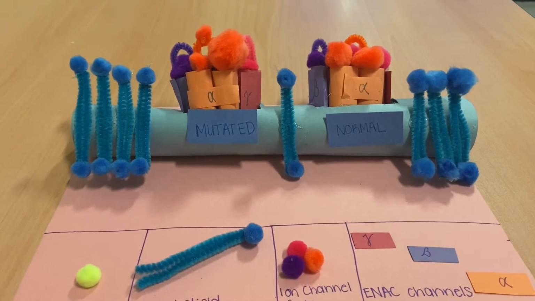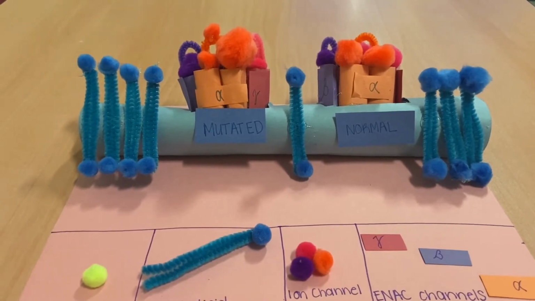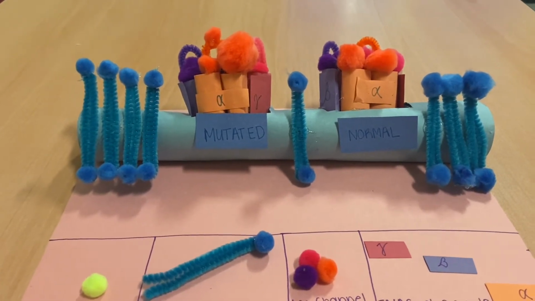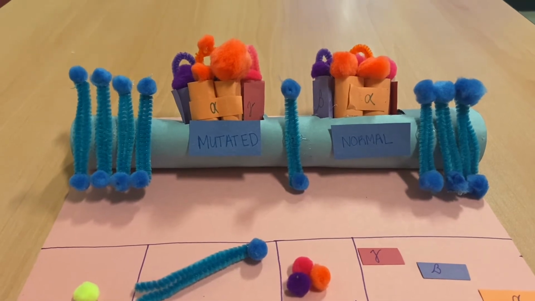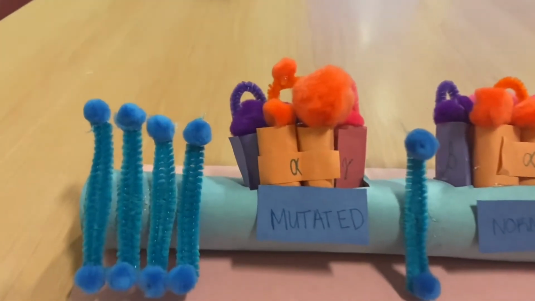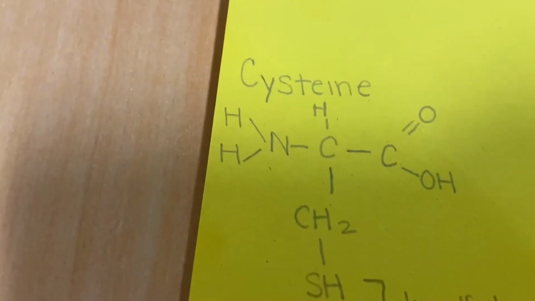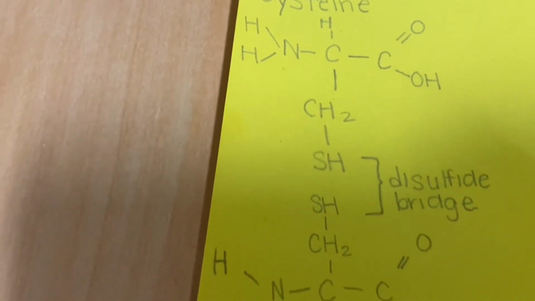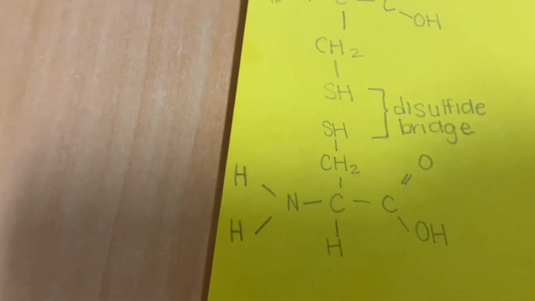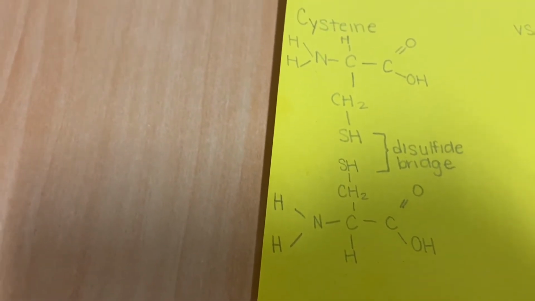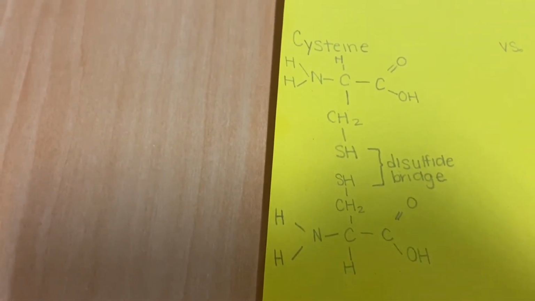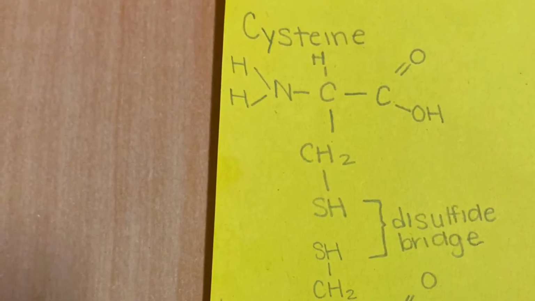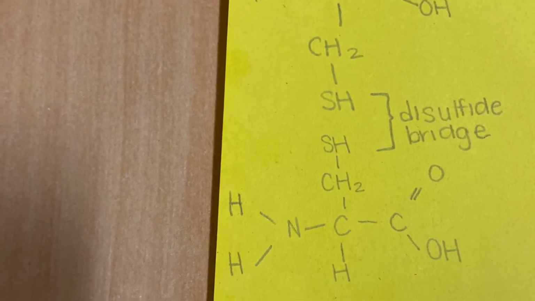Both the mutated and normal alpha epithelial sodium channels have open and closed mechanisms. The difference occurs in the gate of the mutated alpha epithelial sodium channel. The normal protein has the amino acid cysteine, which has a sulfhydryl functional group. Two sulfhydryl groups can interact and form a disulfide bridge. This helps stabilize the protein structure. Its side chain is polar and hydrophilic.